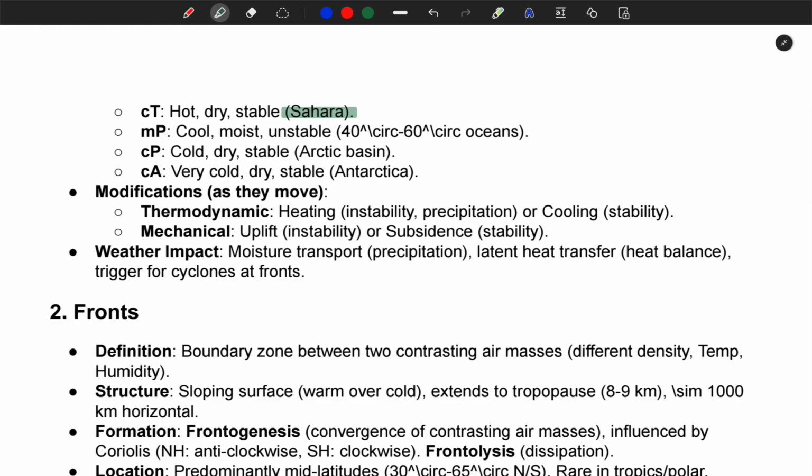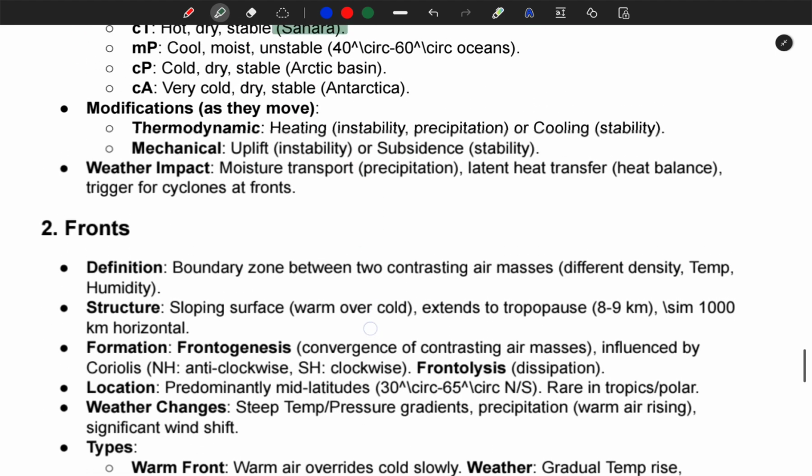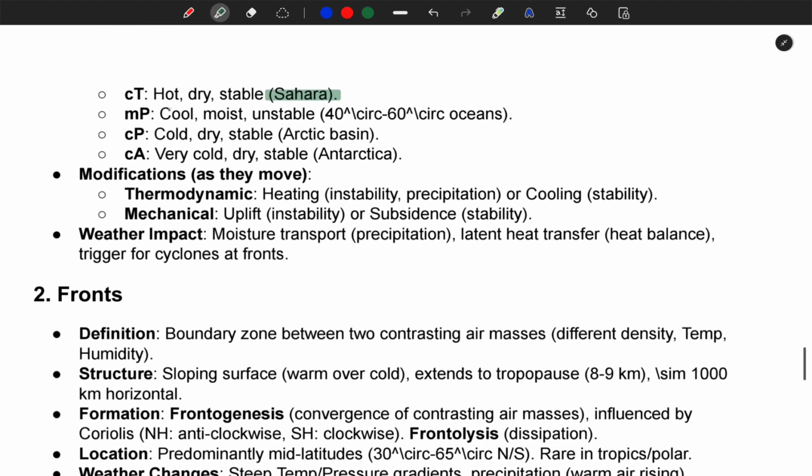M for moist and P for polar. So MP here is cool, moist, unstable, 40 degrees to 60 degrees, oceans. C is here continental, P is polar. So continental polar is cold, dry, stable. Example is Arctic basin.